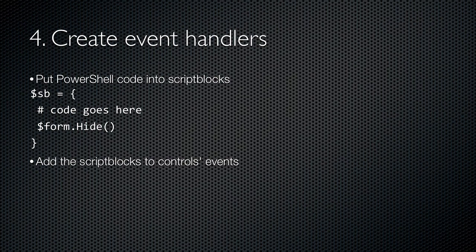The last step is to create script blocks that will be attached to events on the form. I assign the script block to a variable, and note that the actual script code is simply contained in curly braces. One of your event handlers, such as that for an OK or Cancel button, should call the form's close or hide method. Do that by simply using the PowerShell variable that contains your form. You then add the script block to whatever control events that you want, such as the button's click event. I usually do this before adding the control to the form, just to keep everything organized in my script.